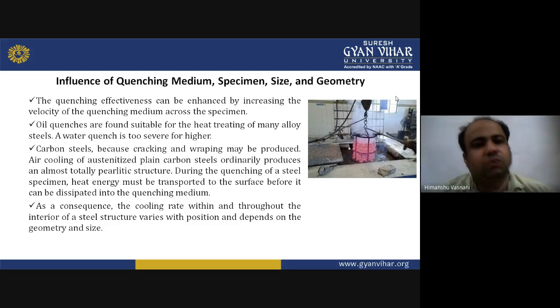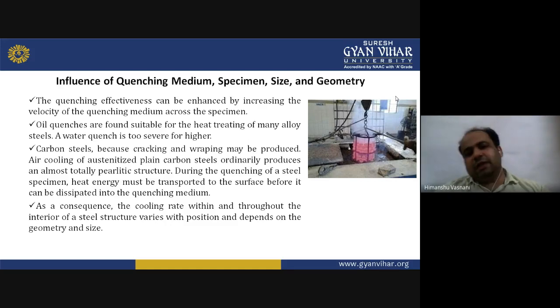So the quenching effectiveness can be enhanced by increasing the velocity of the quenching medium across the specimen. Here it is dipping, but if you want, you can also make the workpiece flow. If you can increase the velocity, then more heat can be released easily by the workpieces.